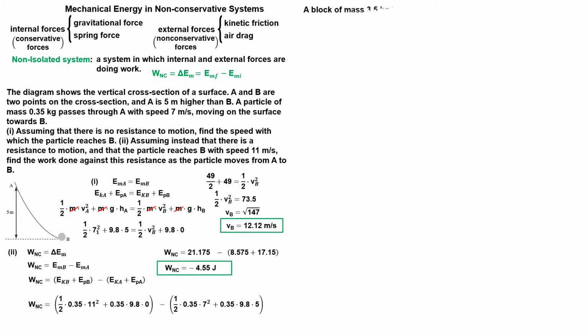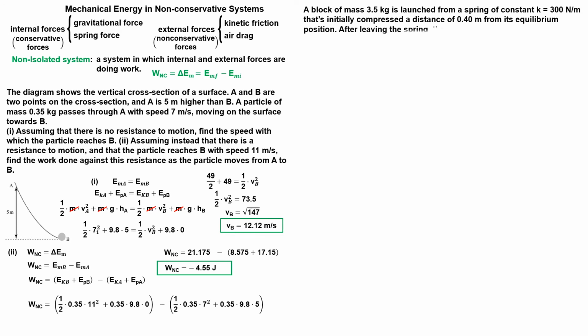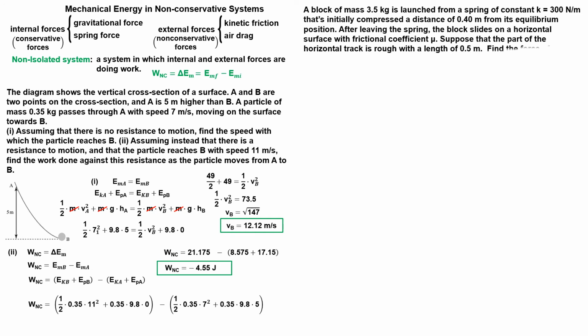A block of mass 3.5 kilograms is launched from a spring of constant 300 newtons per meter that was initially compressed a distance of 0.4 meters from its equilibrium position. After leaving the spring, the block slides on a horizontal surface with frictional coefficient μ. Suppose that part of the horizontal track is rough, with a length of 0.5 meters. Find the force of kinetic friction if the block reaches a maximum height of 0.10 meters.